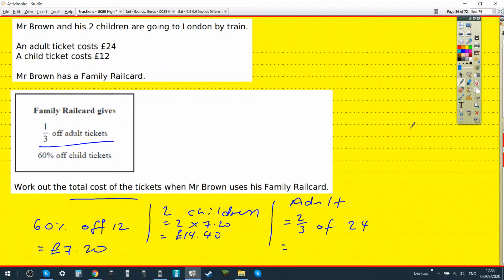So an adult ticket costs £16. Yeah, and actually we have to do the same thing for the children. Okay. So take away £4.40. I mean £14.40. Yeah.